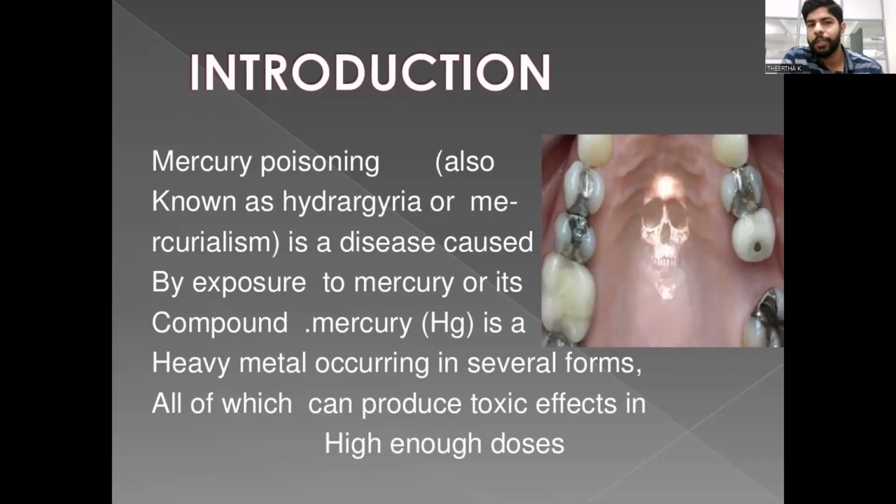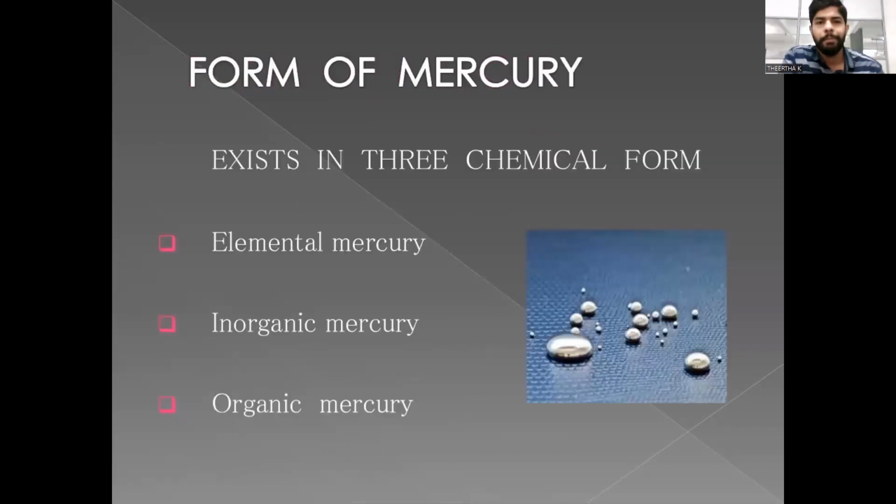disease caused by exposure to mercury or its compound. Mercury is a heavy metal which occurs in several forms, all of which can produce toxic effects in high enough doses. Mercury usually exists in three chemical forms, which include elemental mercury, inorganic mercury, or organic mercury.